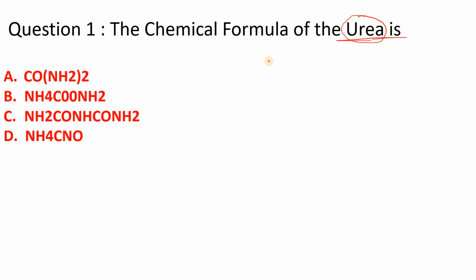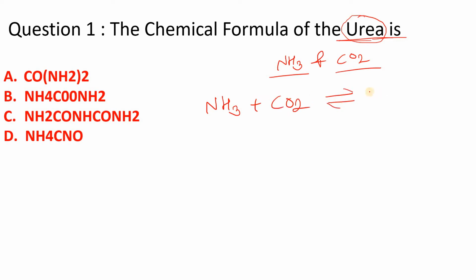Let's see how urea forms. There are two raw materials used for urea. The first one is NH3, that is ammonia, liquid ammonia, and carbon dioxide, right? When NH3 plus carbon dioxide react together, this is an irreversible reaction, and it forms ammonium carbamate. That is an intermediate product.